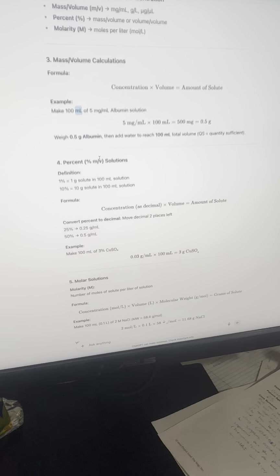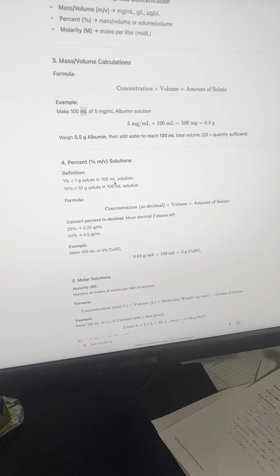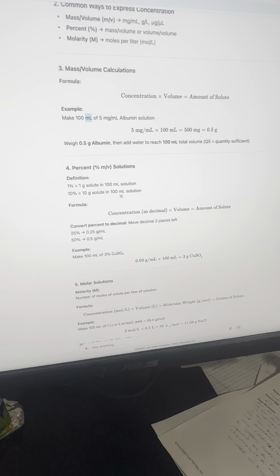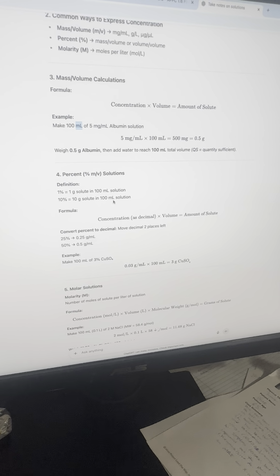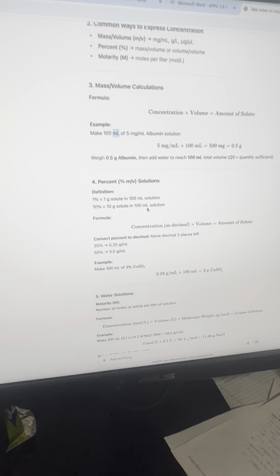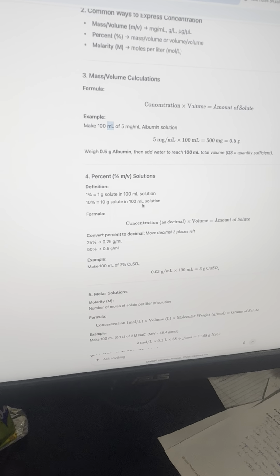Okay, and then percentage: 1% equals 1 gram of solute in 100 ml, 10% equals 10 grams in 100 ml, and you can always convert that into liters, or into milliliters, or microliters. It just depends. You need to know the conversions. It's just 1,000 backward, 1,000 forward.